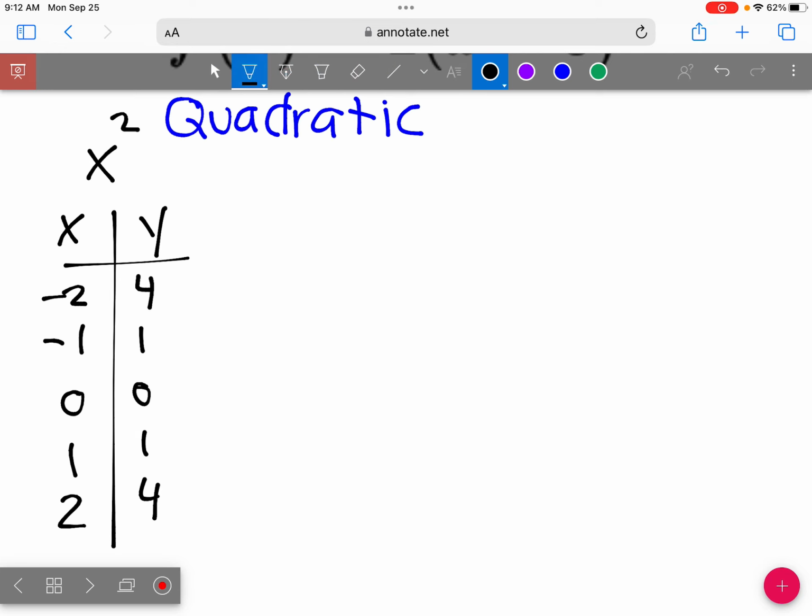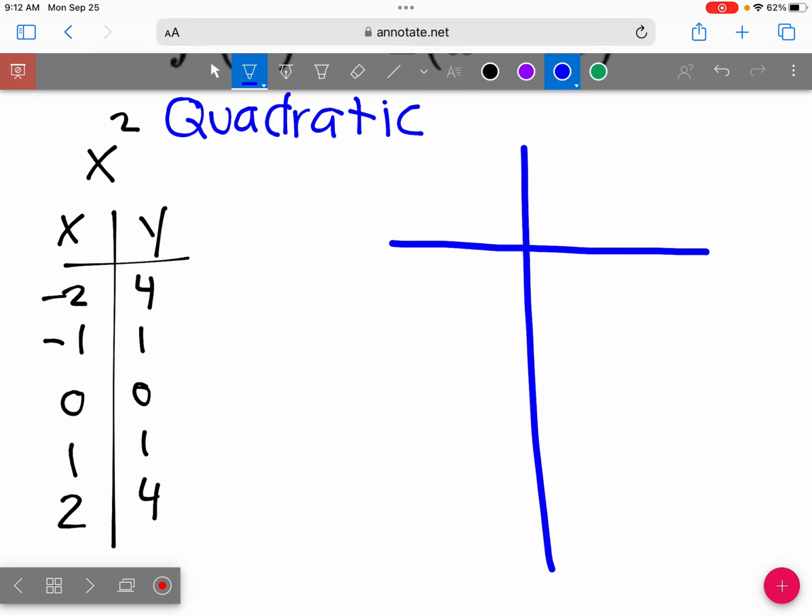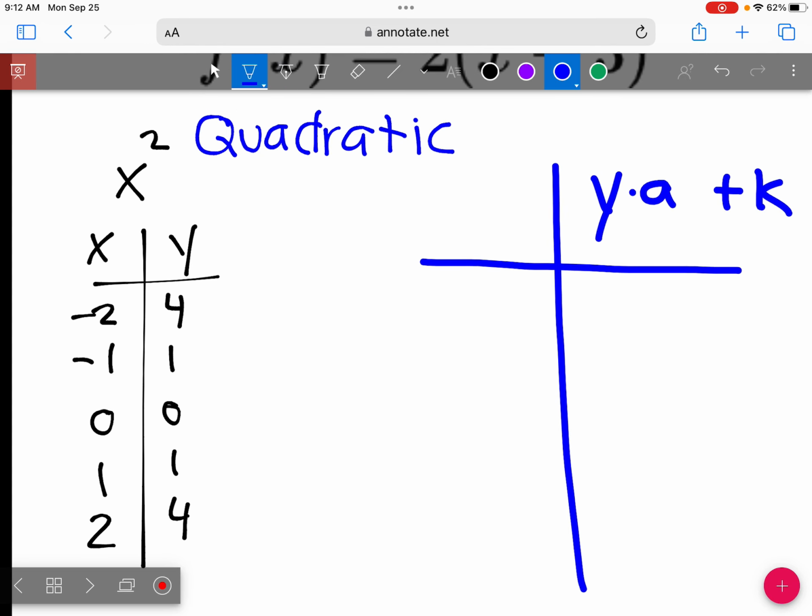What we're going to do to get our transformed function, we take our y times a plus k, and we have x times b plus h. This is the table we are going to use for everything, for all of these pieces.